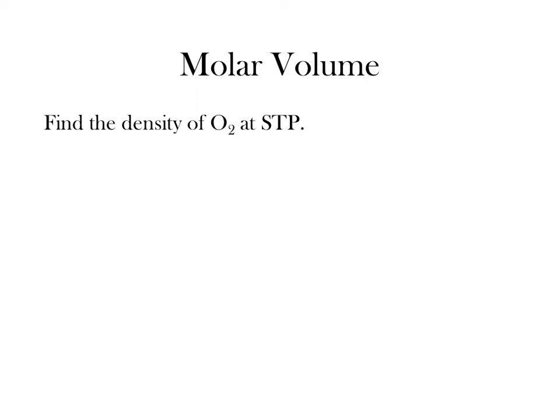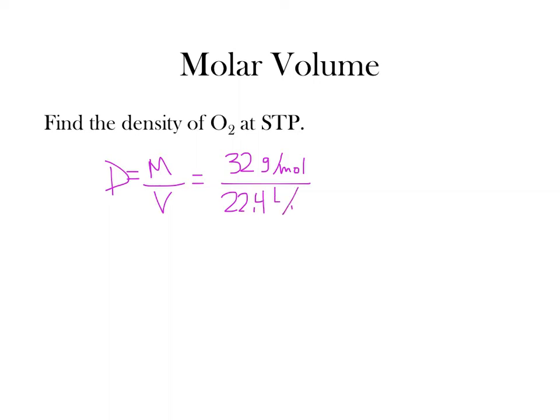So let's just work a problem. At STP, because we know what the volume of a mole of gas is at STP, find the density. Density is equal to mass divided by volume. And so if we were looking for the mass of a mole and the volume of a mole, for oxygen, that'd be 32 grams. And at STP, that'd be 22.4 liters. 32 grams in 1 mole, 22.4 liters in 1 mole. So my density is 32 divided by 22.4, 1.43. And since the moles cancel, grams per liter.